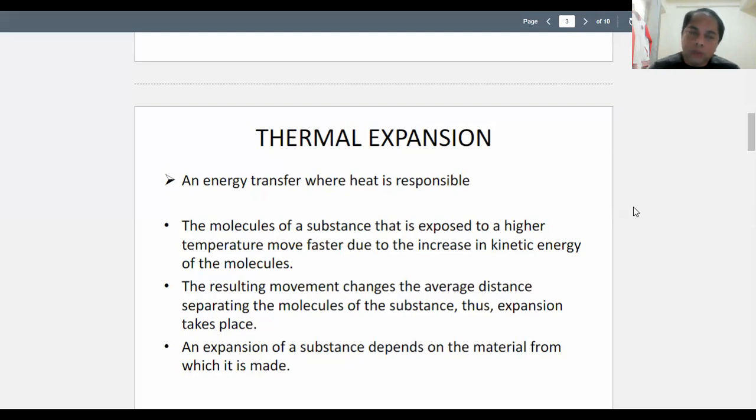So we always put water in what types of material? In plastics, so that it will not break. So with the exception of water, since water will expand at lower temperatures, other materials will shrink.